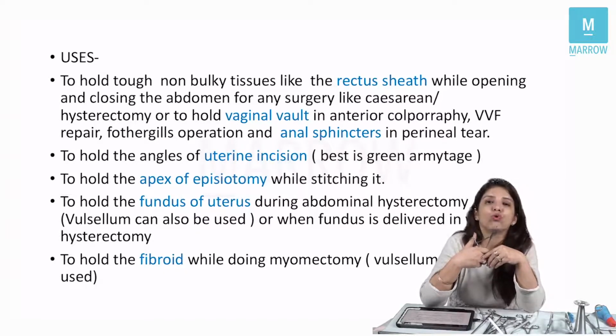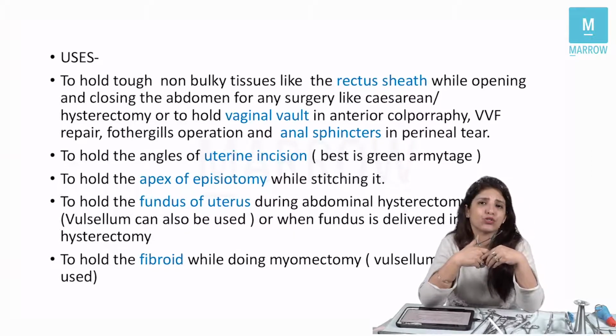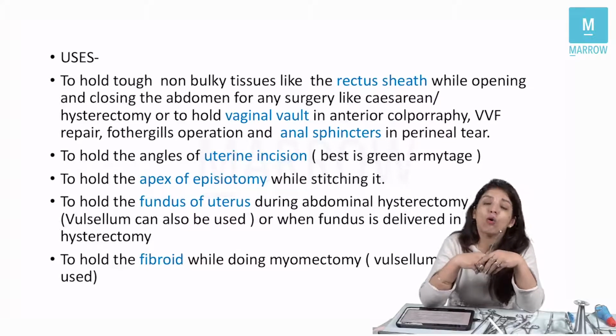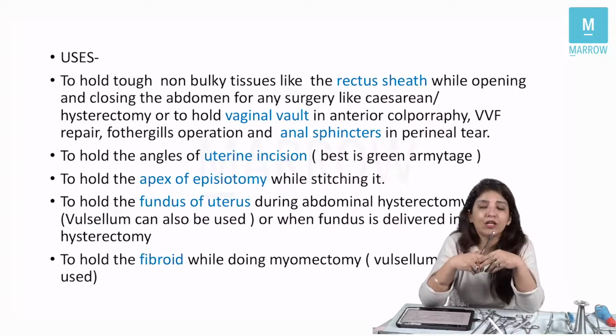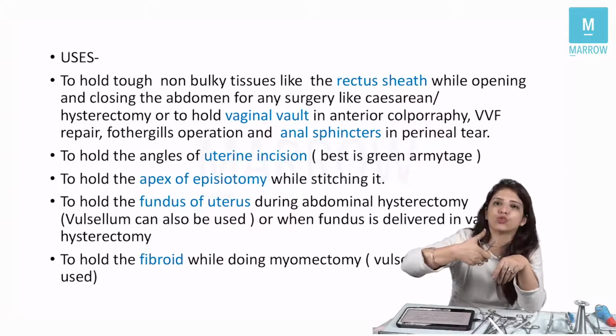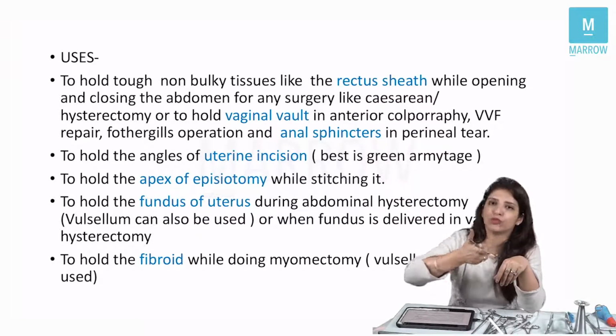Or if you want to hold the vaginal vault while you are doing vaginal surgeries, like VVF repair, Fothergill's surgery or anterior colporrhaphy, then you can use Alice forceps. Or a tough structure could be the anal sphincter. So when you are repairing a 3rd degree or a 4th degree perineal tear and you want to hold the anal sphincter, you can use the Alice. Apart from this, you can also use Alice to hold the fundus of the uterus while you are doing hysterectomy, so that you can manipulate the fundus of the uterus.